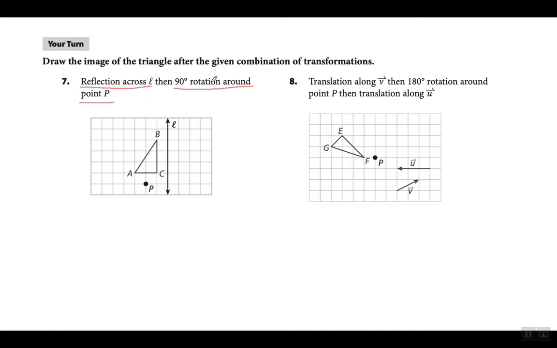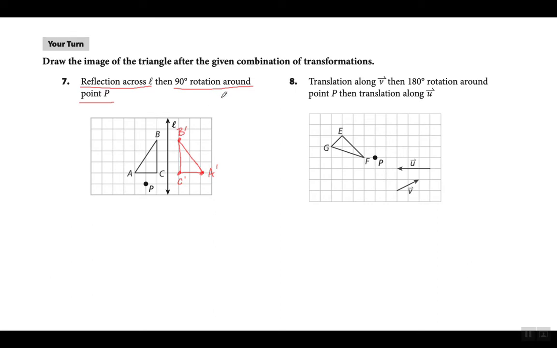First of all, let me do the reflection across L. For that one, I could just do it by looking. When you do a reflection across a vertical or horizontal line, all you got to do is look and make sure that the points are the same distance away, but on the opposite side. So if B is 1 unit to the left of this line, B prime would have to be 1 unit to the right. If A is 1, 2, 3 units to the left of this line, A prime would have to be 3 units to the right. And if C is 1 unit to the left, C prime would be 1 unit to the right. So there is my first transformation, a reflection across L.